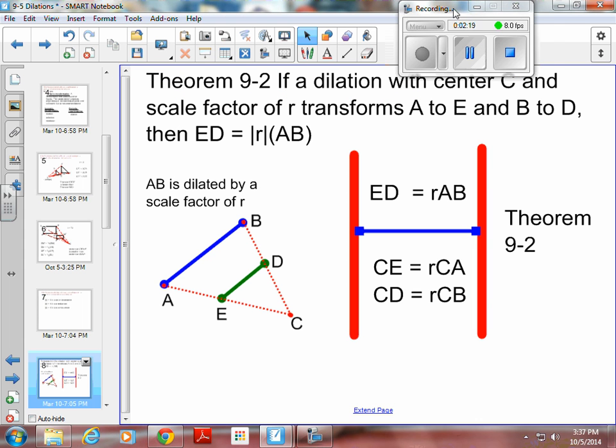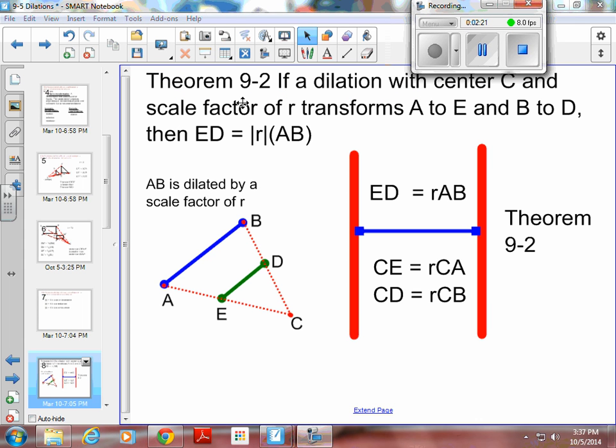I have a theorem. This is going to be our first theorem for the year. If a dilation with center C and scale factor of R transforms A onto E and B onto D, then ED, this distance here, is going to be equal to the original distance times the absolute value of my scale factor. So it's just saying that these segments are going to be proportional.